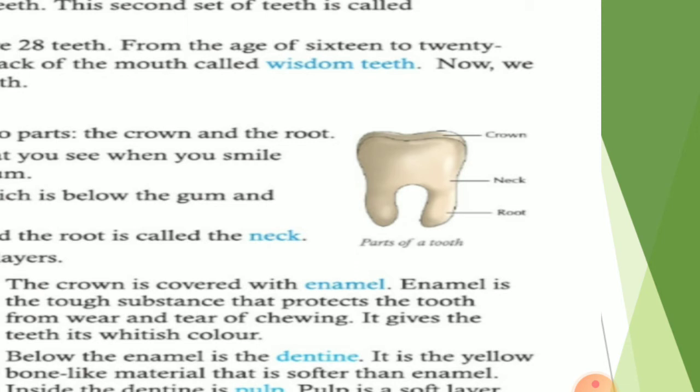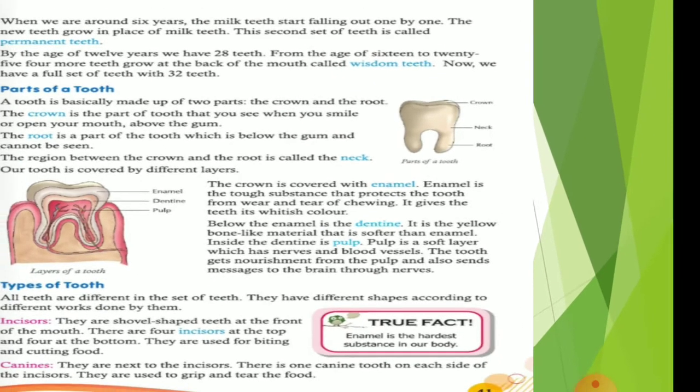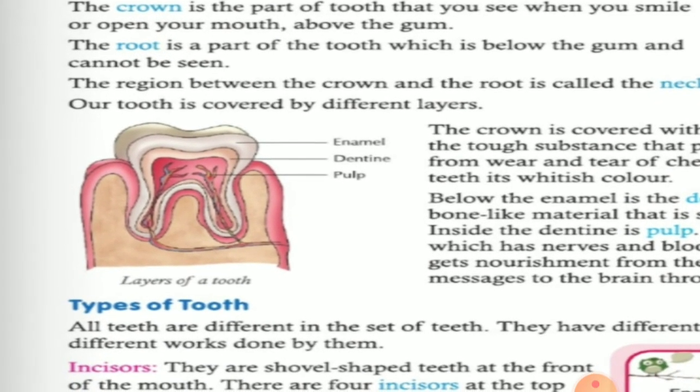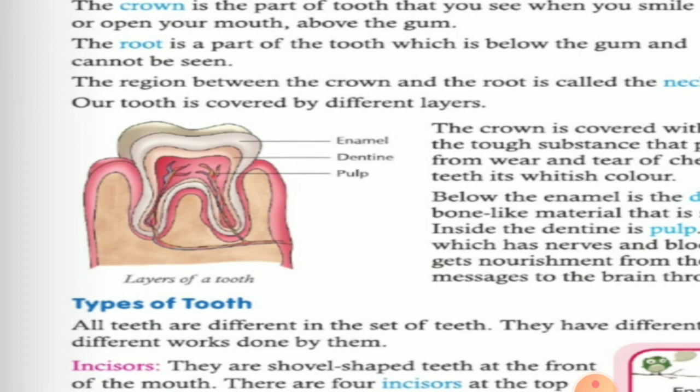Now what is inside the tooth? To discuss the inner structure of the tooth, you can see in this picture that inside the tooth three different layers are there. The first layer is enamel, the second layer is called the dentine, and the third layer is called the pulp. The crown is covered by the enamel. You have seen that enamel is the hardest substance of our body. It is very hard and white in color. Enamel gives our tooth its white color.